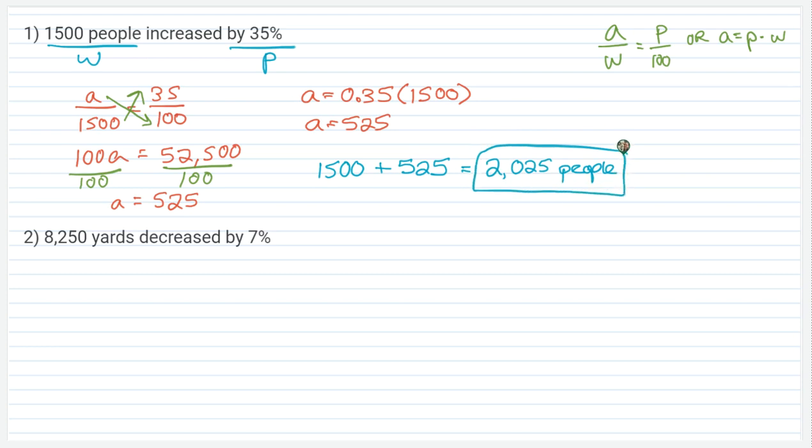So again, we're going to solve these in 2 steps. We're going to figure out, again, the amount that it's actually changing by, and then either add if it's increased, or like on number 2 here, we're going to subtract if it's decreased. So let's take a look at number 2.